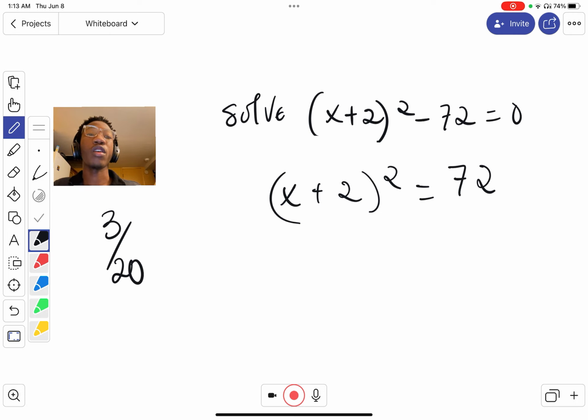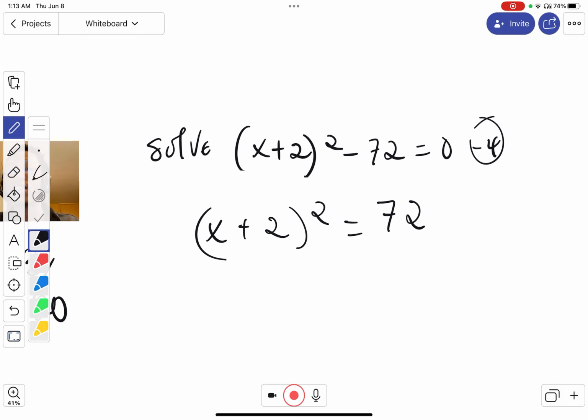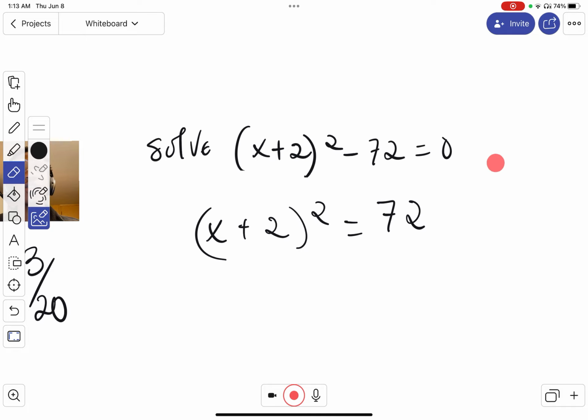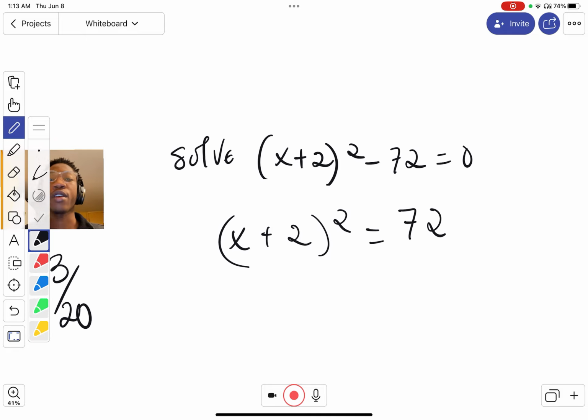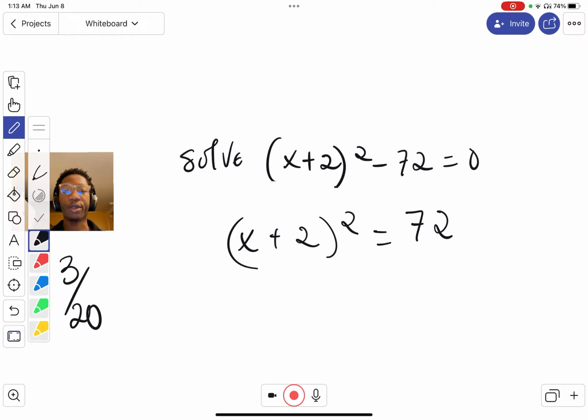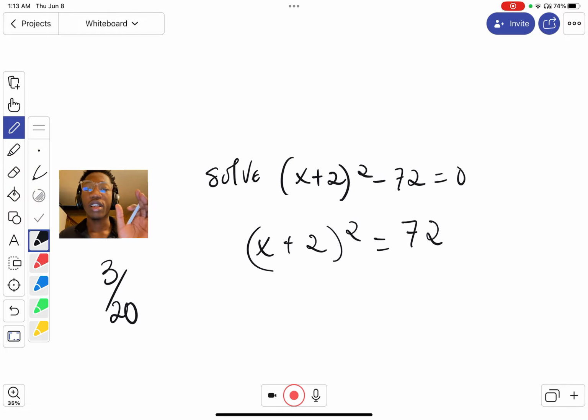And if it was, for example, a negative 4, and we switched it to the left, it would have been a positive 4, just because we switch the side where the number was. So by isolating the term, we end up having (x + 2)² = 72.